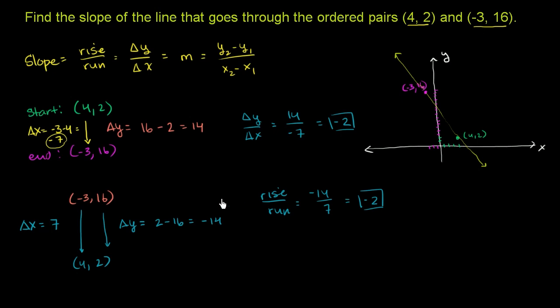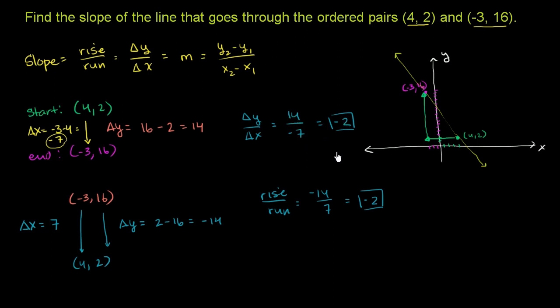And just to visualize our change in x's and our change in y's that we dealt with here, when we started at 4 comma 2 and ended at negative 3 comma 16, that was analogous to starting here and ending over there. And we said our change in x was negative 7. We had to move back. Our run, we had to move in the left direction by 7. That's why it was negative 7. And then we had to move in the y direction positive 14. So that's why our rise was positive. So it's 14 over negative 7 or negative 2.